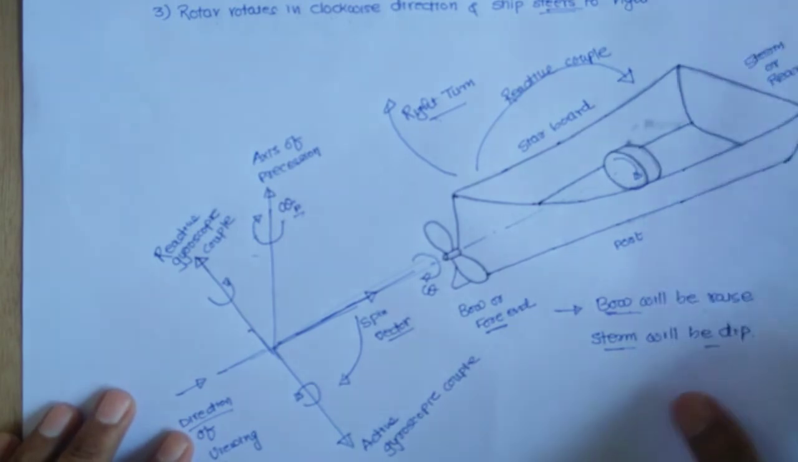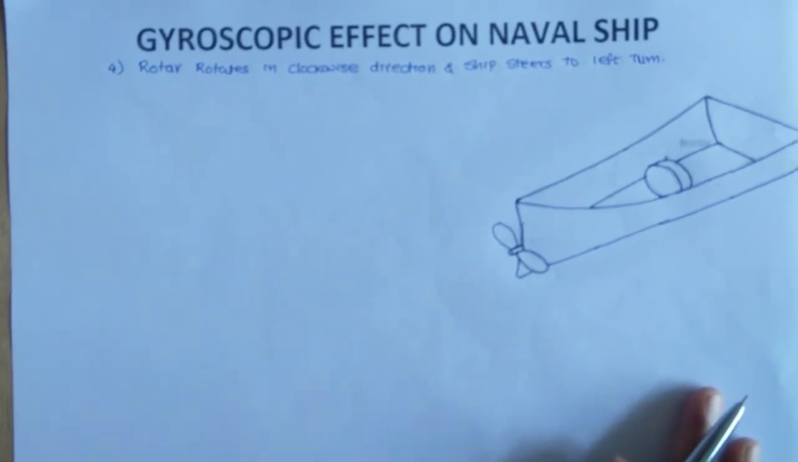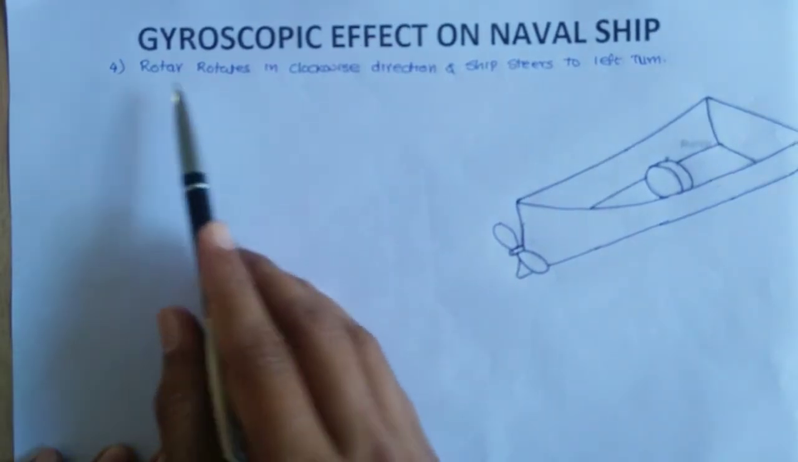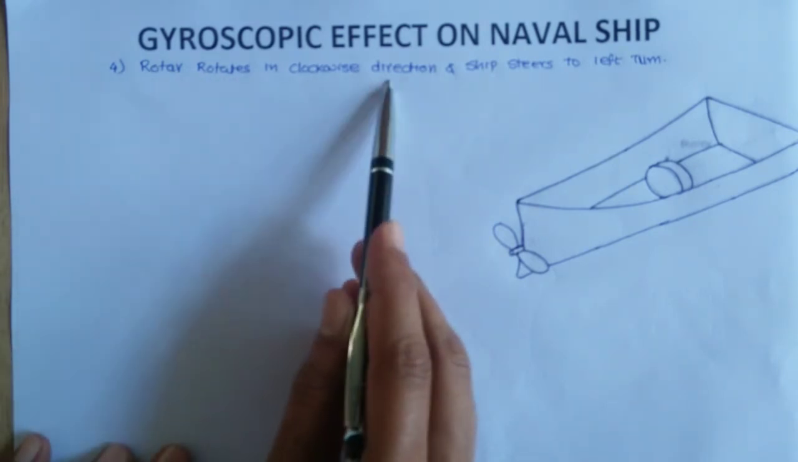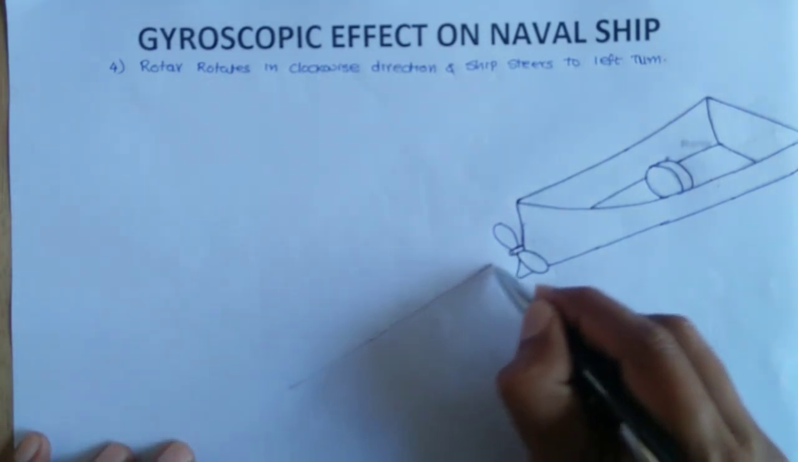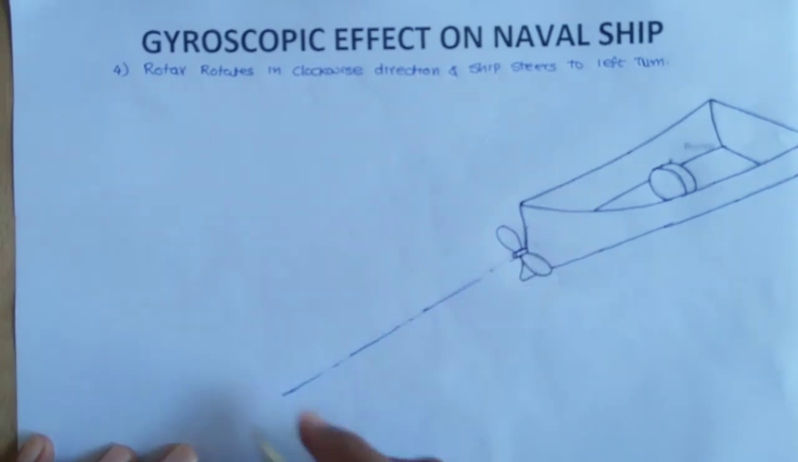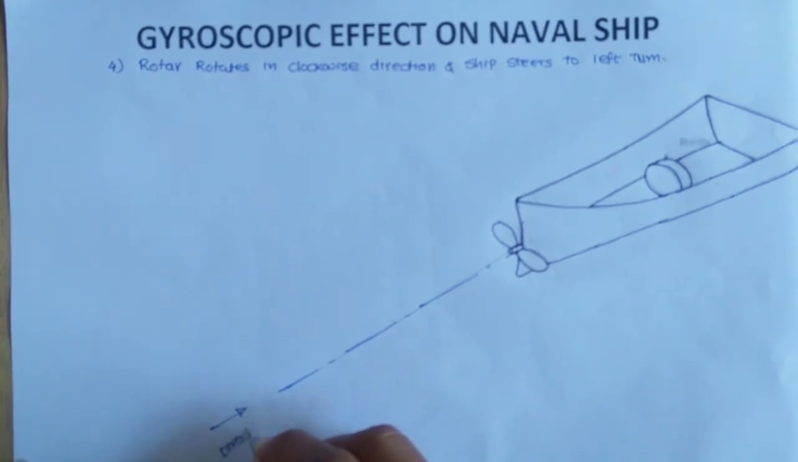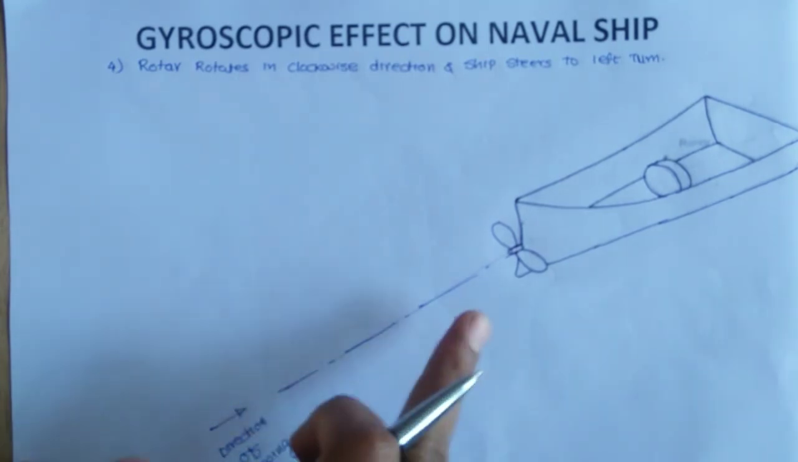Now let us see the fourth case. In this case we assume that the rotor rotates in clockwise direction. So let us again draw. This is the axis of rotor, and this will be the direction of viewing, or we can say that we see from this end.